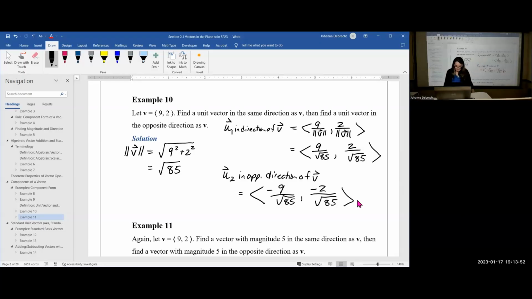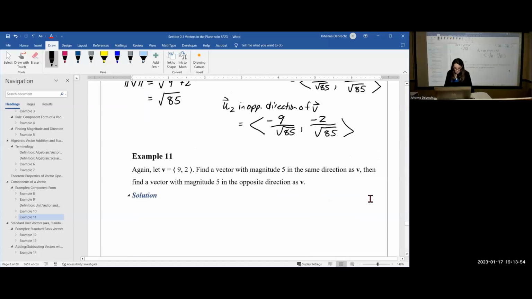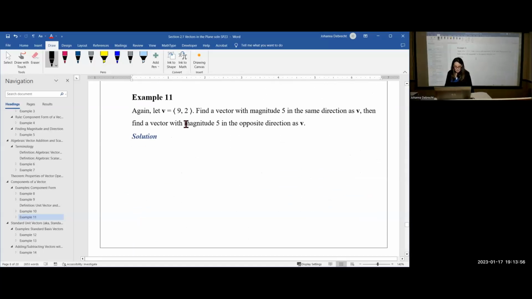Okay. Let's take a look now at example 11, which says, okay, starting with this vector that's 9, 2, which is definitely not a unit vector, find a vector with magnitude 5 in the same direction as v, then find a vector with magnitude 5 in the opposite direction as v. Okay, well, this is the same vector we just did. How do I take this vector, which is not 5 units long, and it's not 1 unit long, and how do I make it point the same way, but be 5 units long?